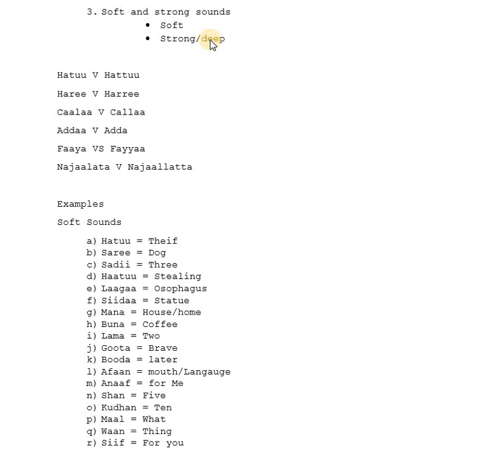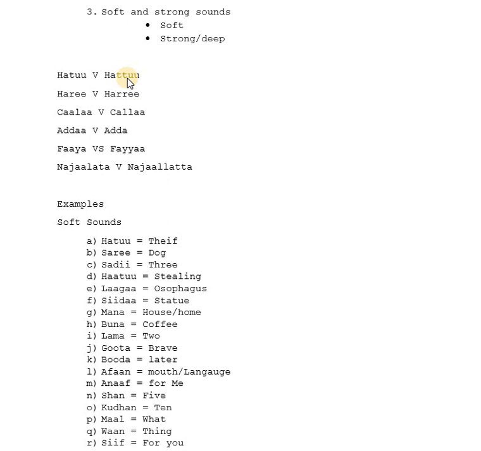It's really hard to explain, but if we take examples, this is hatu, and this is hatu. Listen to the ta sound. Listen to the ta sound. Hatu, hatu. So ta in the first word hatu is soft, and the tu in the second hatu is deep or strong. That is what soft and strong mean in Oromo.